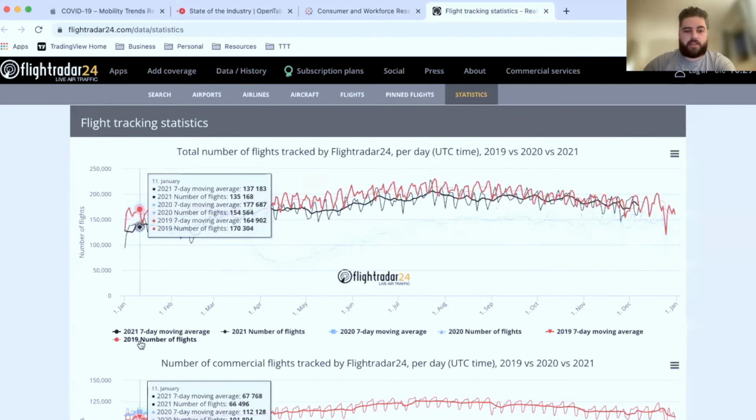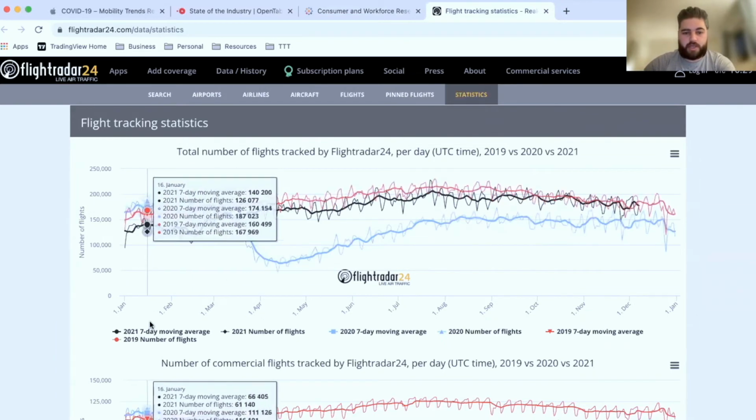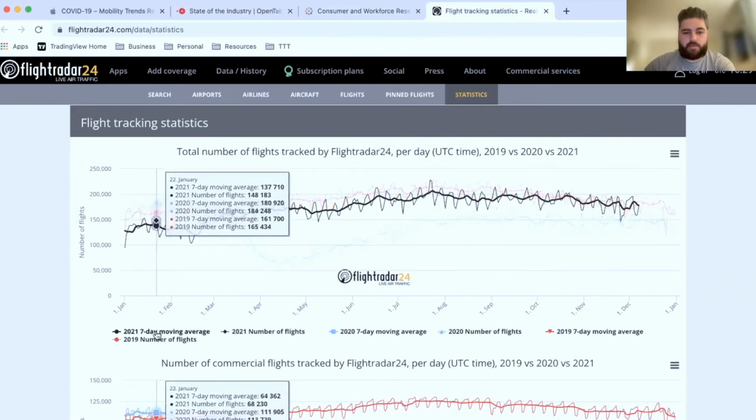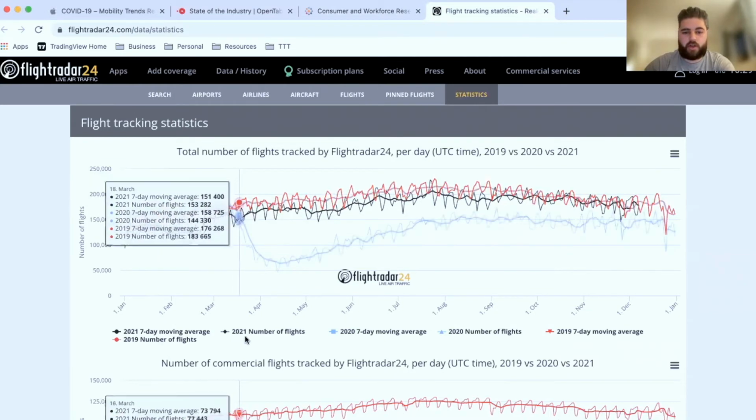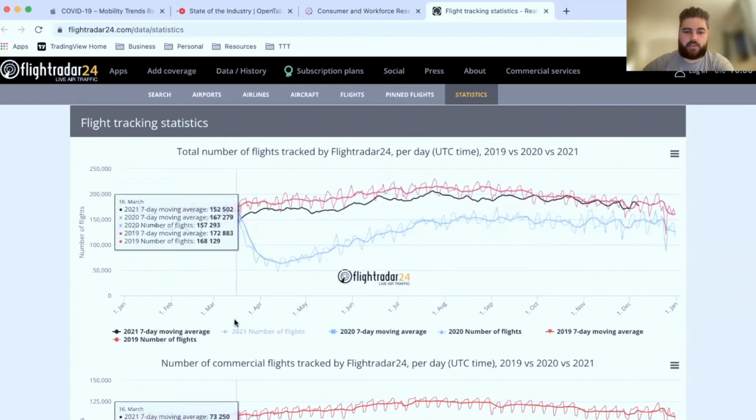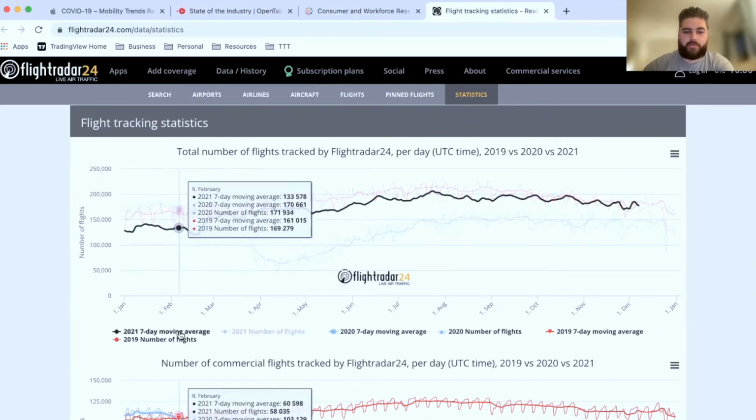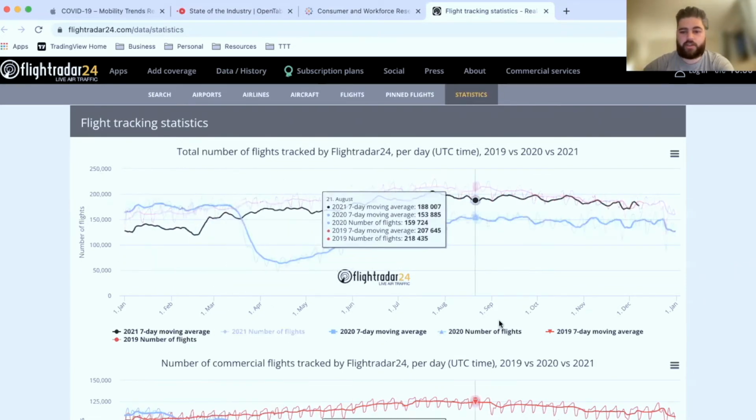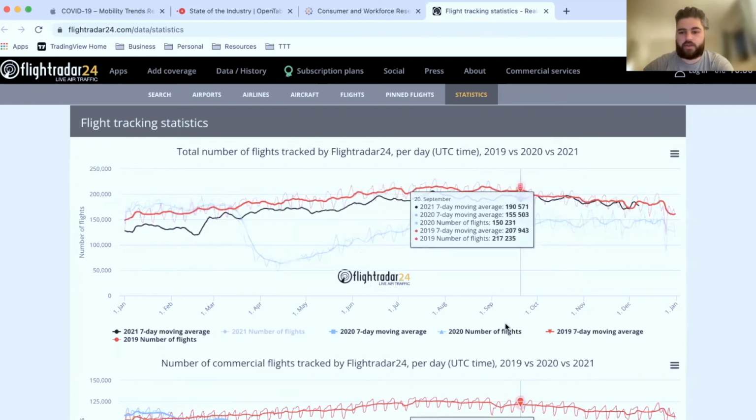So what you can see here is the thick line. That's the 7-day moving average for 2021. You've then got the actual line that gravitates up and down. That's the actual data, as it were, but obviously you don't necessarily need that so much. So I can click that off and just keep the average on there. I'll do the same with this as 2020 and 2019 as well.